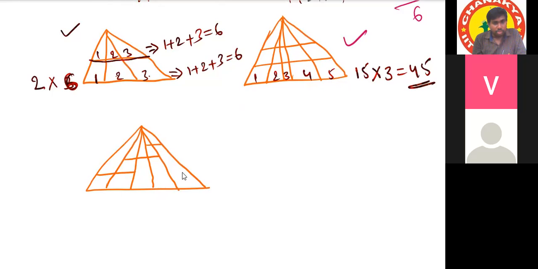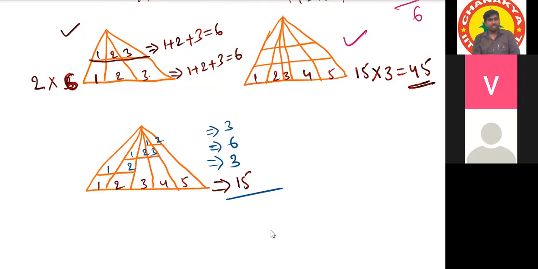It is mandatory to count the triangles individually. See 1, 2, 3, 4, 5. Sir, the answer is 26. Okay, let me count and confirm the answer. Here it is 1 plus 2, how many? 3. Here 1, 2, 3, how many? 6. Here 1 plus 2, 3. If we add all the numbers, we get the answer. How much is it? 27, I think. Okay, calculation mistake.